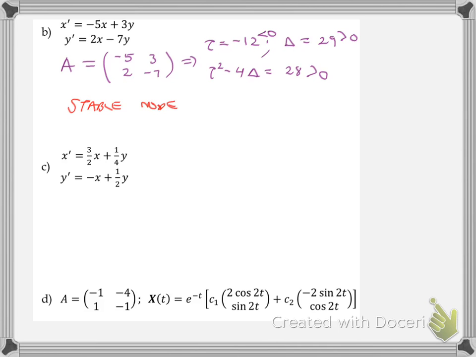All right, so pause the video and determine the remaining ones. All right, welcome back. C, you should have said unstable node. And then D, you should have said a stable spiral.